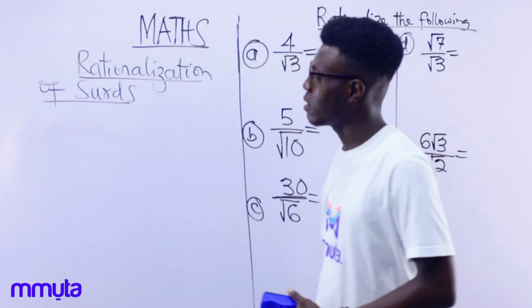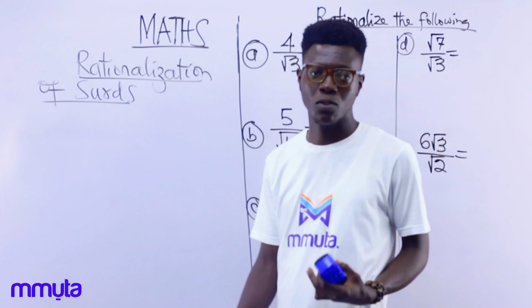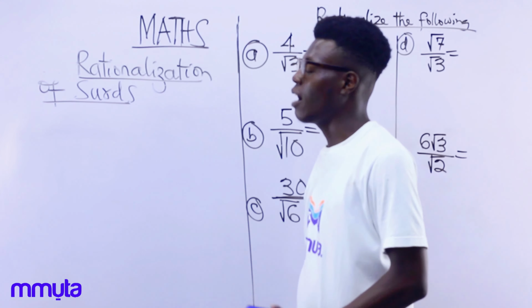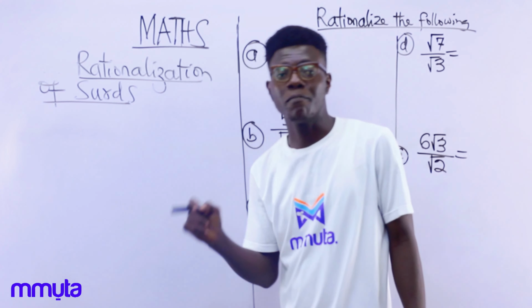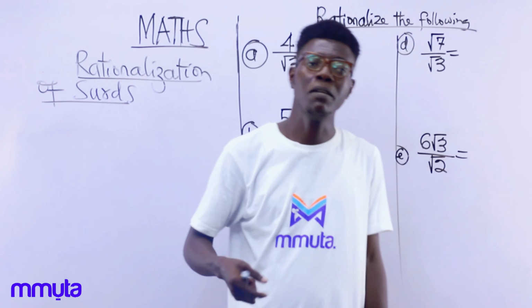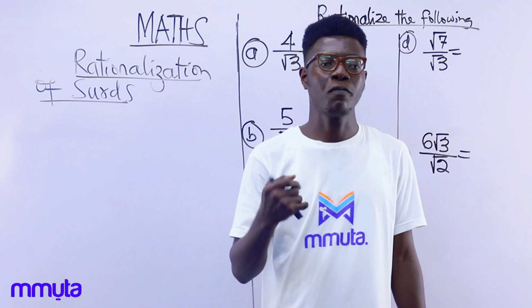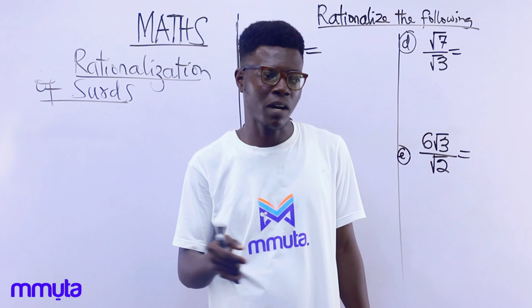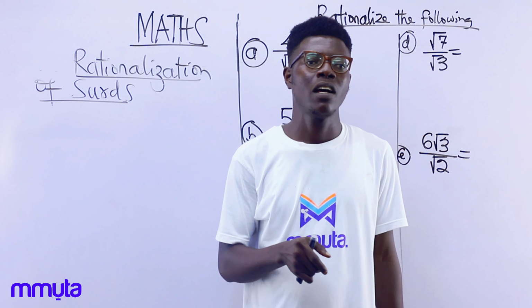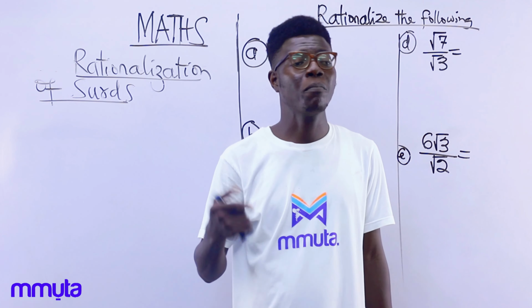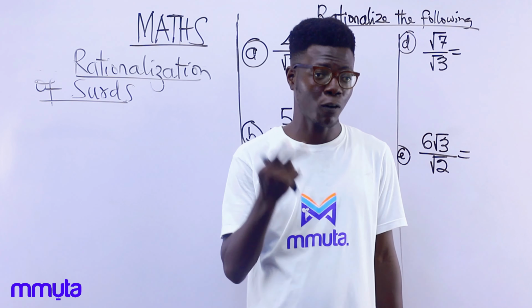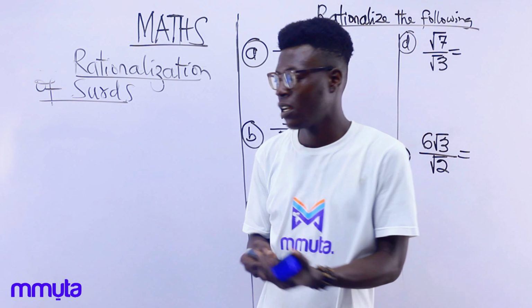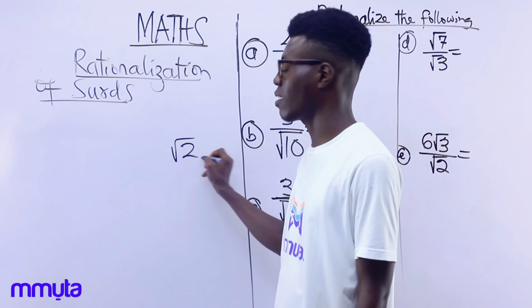On the board, we have mathematics and then rationalization of surds as our subtopic. How do you rationalize a surd? It is simply making the denominator of a surd a rational number. We say that rational numbers are numbers that can be expressed as a ratio of two integers. You understand? Mind you, surds are not rational numbers.